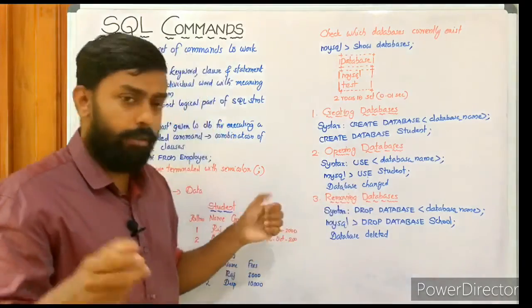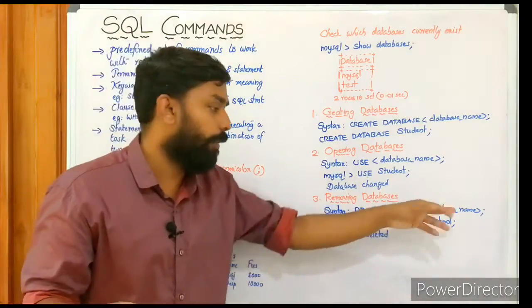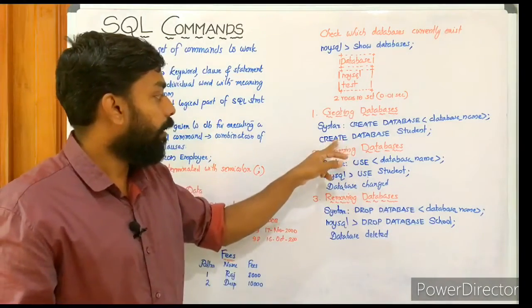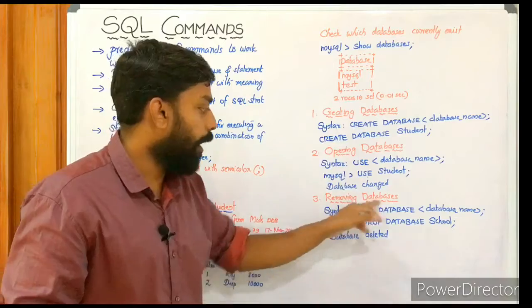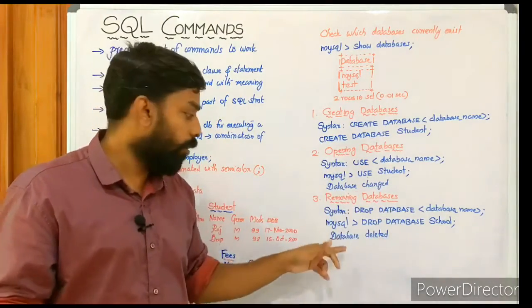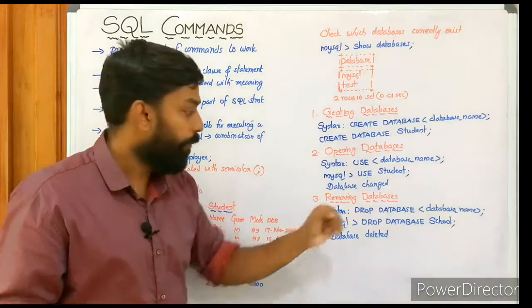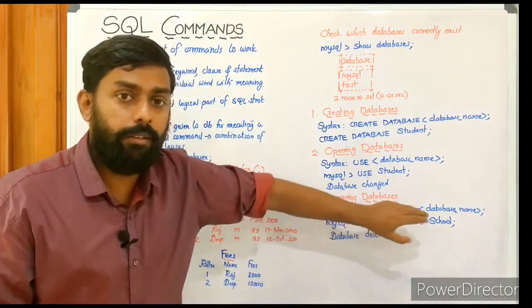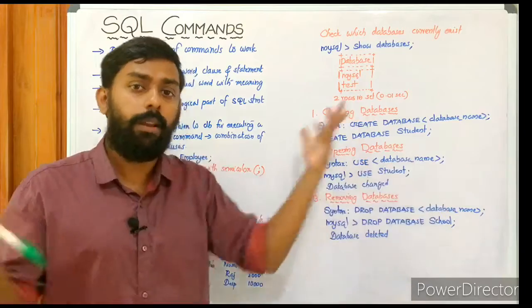Then removing databases is very simple. The syntax is drop database, database name, just like create database, database name. Drop database school, and it shows database deleted. So it's create database, database name, and drop database, database name. That's it.